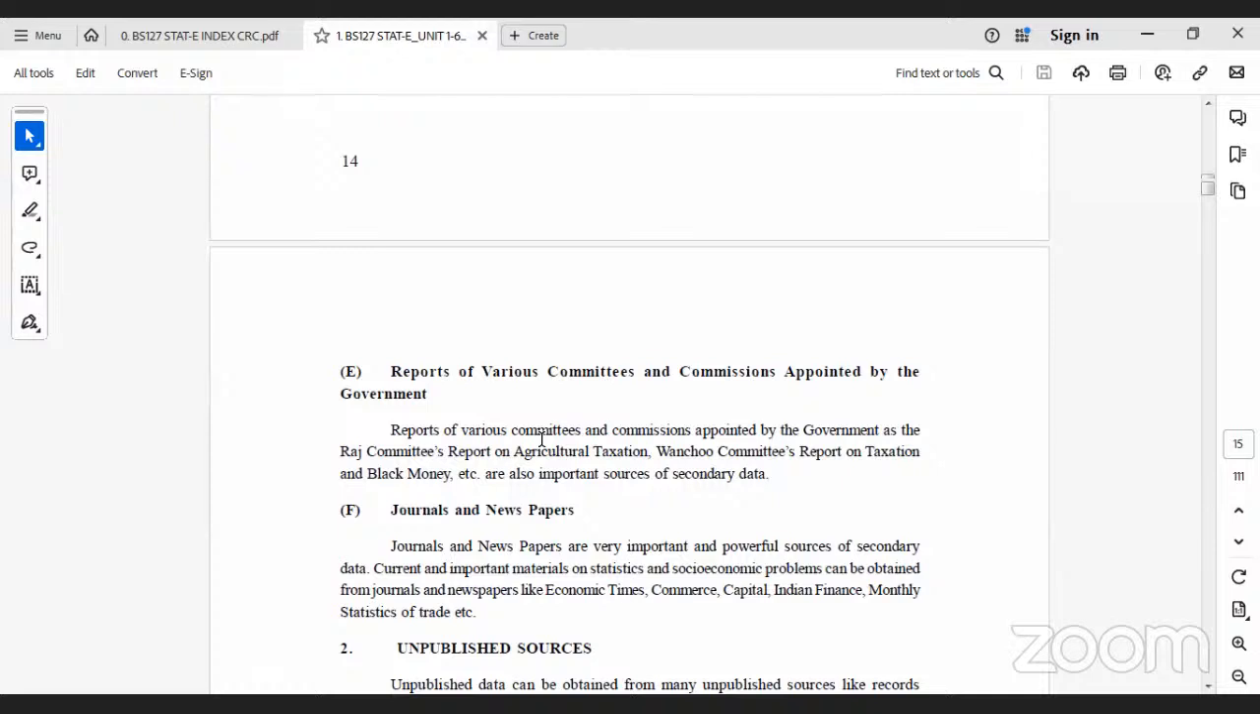Journals and newspapers. Journals and newspapers are an important and powerful source of secondary data. Current important materials on statistics and socio-economic problems can be obtained from journals and newspapers like Economic Times, Commerce, Capital, Indian Finance, Monthly Statistics, etc.